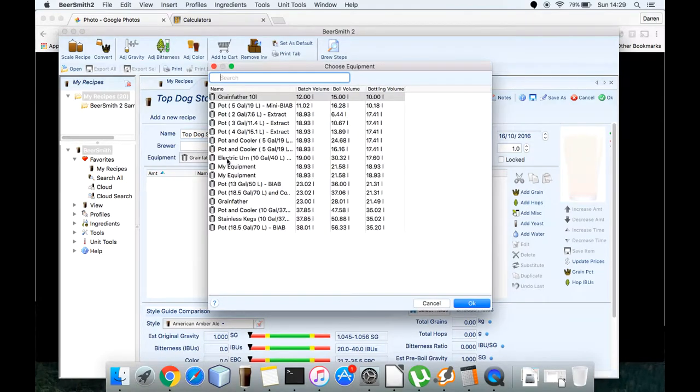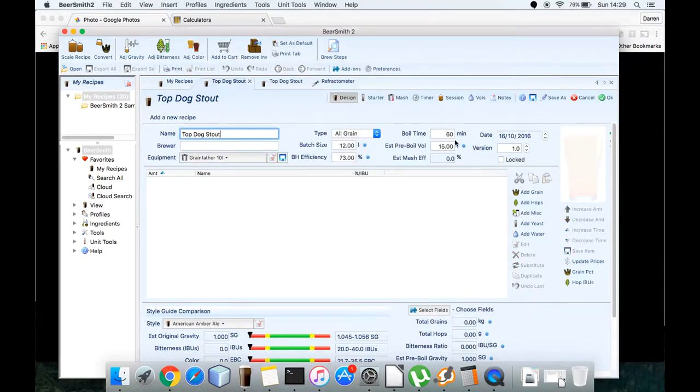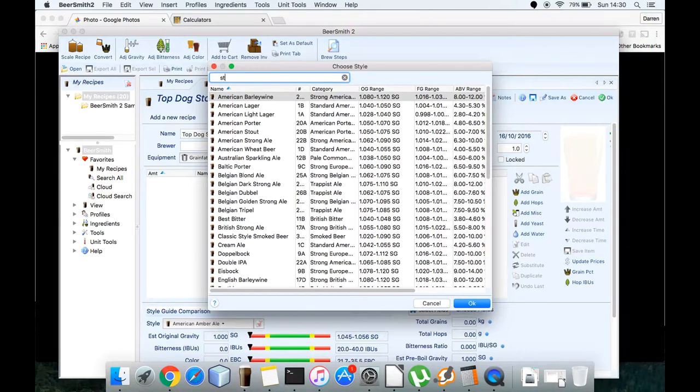Okay, so I've got the Grainfather, but also I've got a 10-litre version of the Grainfather as well, with the batch volume at 12 and the pre-boil volume of 15. Obviously, the final bottling volume will be about 10. It's taken my Grainfather profile and copied all my settings in, my efficiencies and stuff like that. So first thing I do is I'm going to start by setting this to a profile which is very similar to what I'm doing, which is stout.